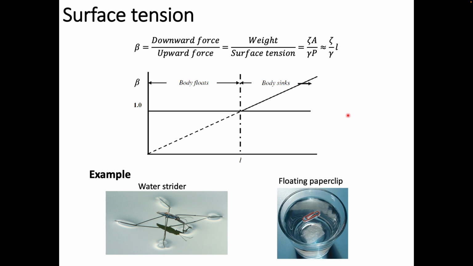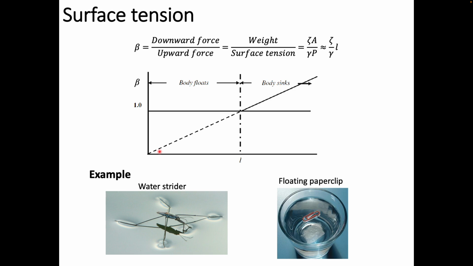So this is essentially what we see in our life here. The common examples: water strider and floating paper clip. If you think about this water strider, it's actually a small insect, right? And because it is small, for example here, the L is getting smaller and smaller. So it turns out that is essentially within this regime, right? Beta being lower than 1. Okay, that is why the body floats.